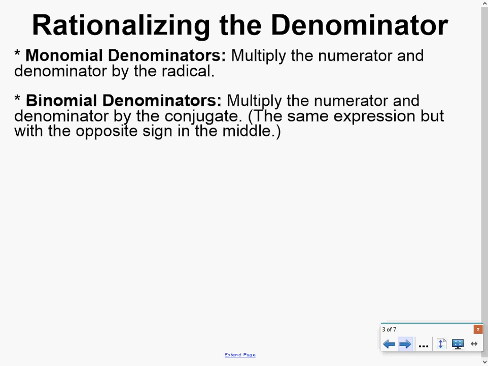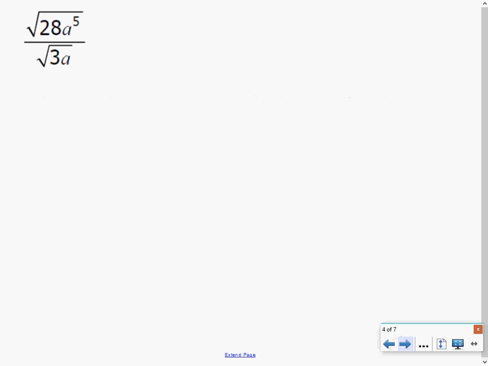So we have two cases. If we have a monomial in the denominator, to cancel out the radical, we're just going to multiply by itself, essentially. If we have a binomial, we're going to have to multiply by something called the conjugate, which should sound familiar because we did it with complex numbers to get i out of the denominator. So very similar. So let's see what I mean here.